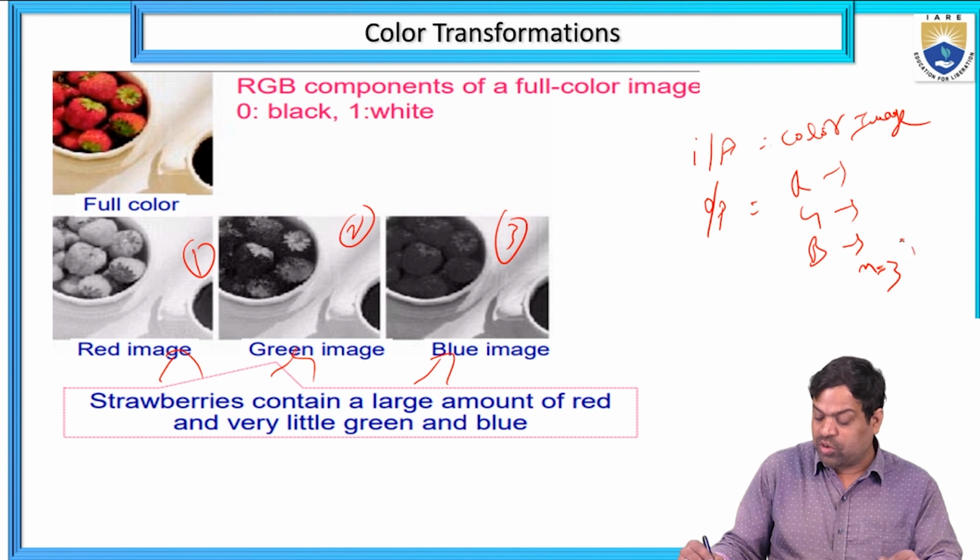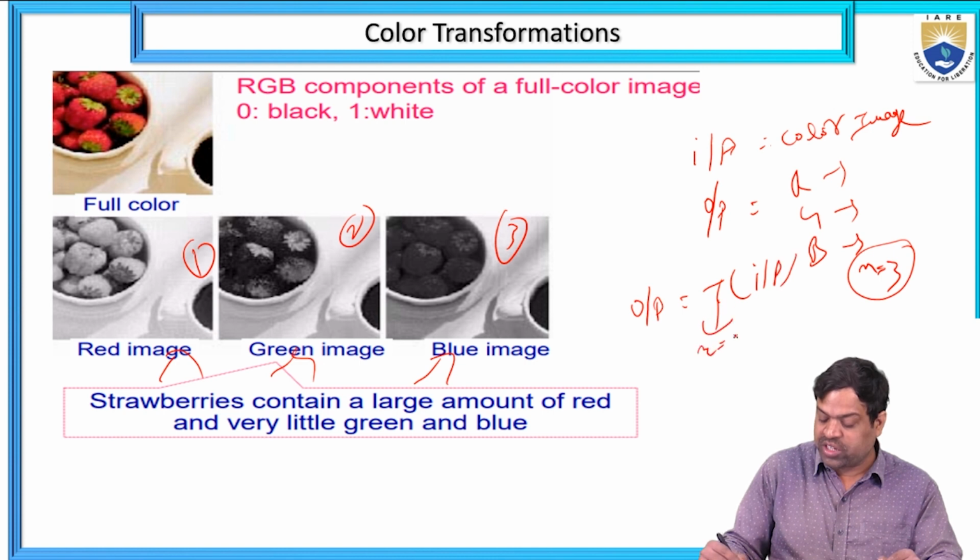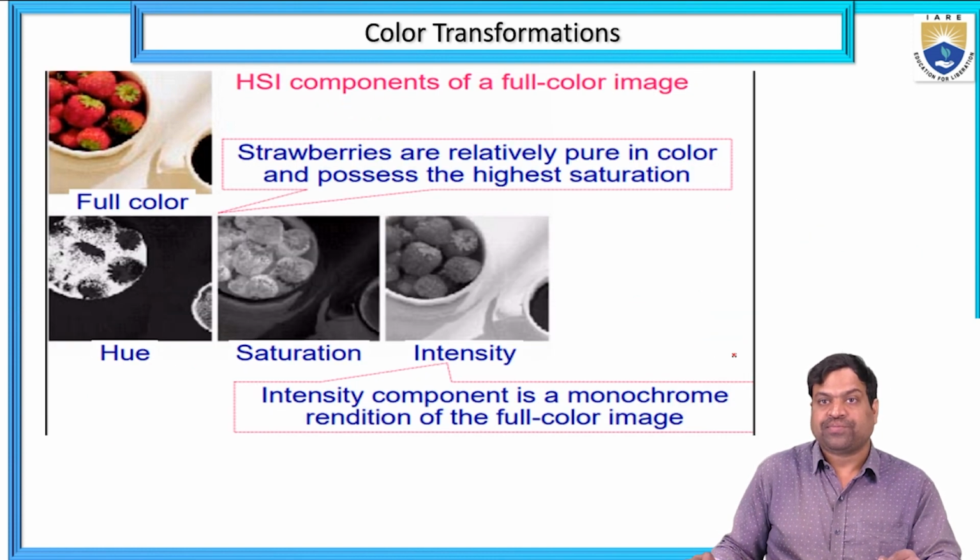So output equal to, when I am applying n equal to 3, output equal to transformation technique of input image. So the transformation technique is n equal to 3 applied.